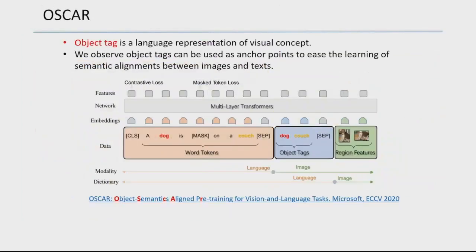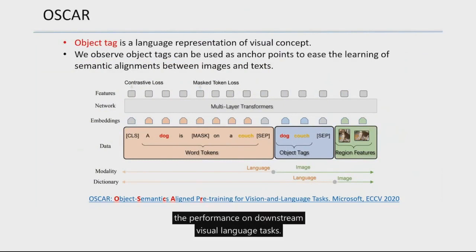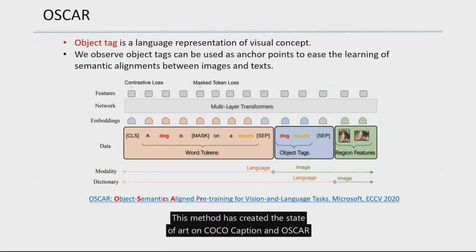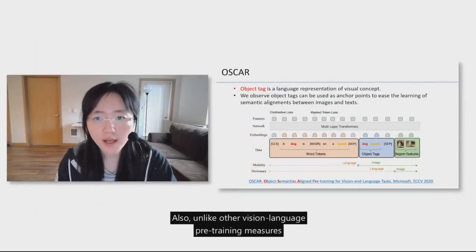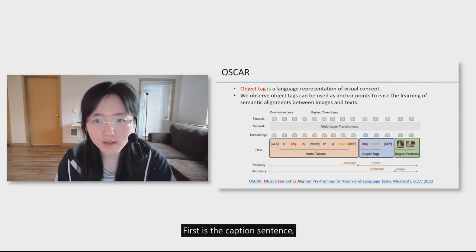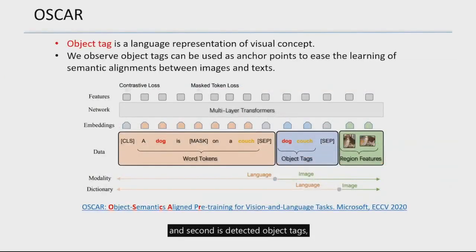As vision language pretraining is crucial to the performance on downstream vision language tasks, there has been a lot of work on improving the pretraining method. Here we propose OSCAR. This method has created the state of the art on COCO caption. And OSCAR proposes to use object text detected in the image as input. So unlike other vision language pretraining methods that use image-text pair as input, the input of OSCAR contains three parts. First is the caption sentence, second is the detected object text, and the third is the image features.